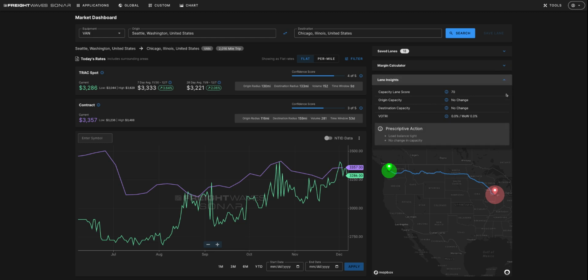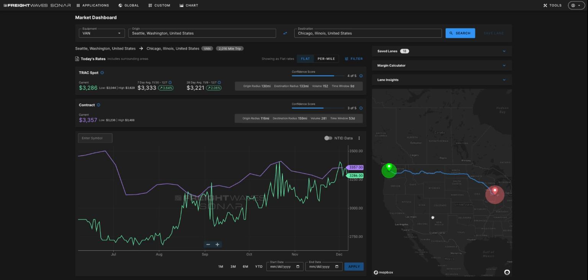Under that, we have the lane insights. This shows you the capacity lane score. Remember, I just went over that on the capacity page. Anything above 60 is a carrier favored market. Right now, Seattle to Chicago is a 70, so this is a carrier favored lane. The origin and destination capacity is a day over day change. Currently there hasn't been any change for the origin or the destination. This prescriptive action puts it in layman's terms: load balance is tight, which is from that 70, and there's been no change in capacity, which is where this is derived from.